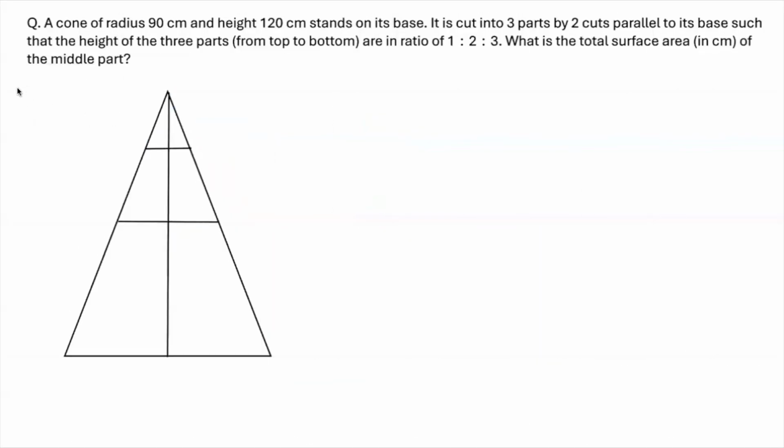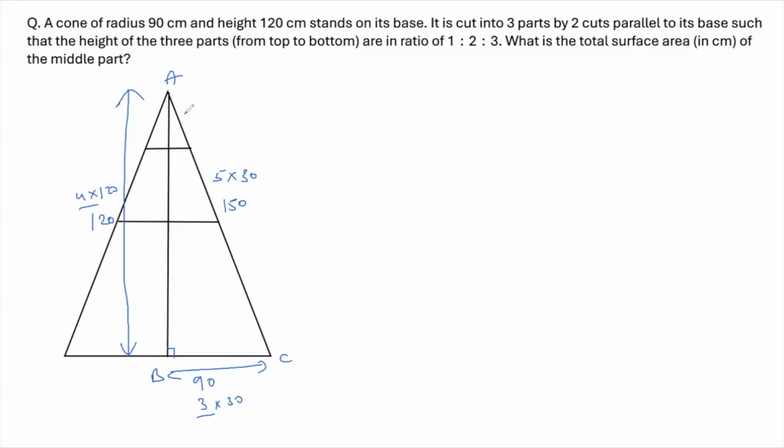The original cone has a radius of 90 centimeters. So this radius here is 90 and the height is 120. The entire height of the big cone is 120. This angle is 90 degrees, obviously. Now, this is obviously 3 into 30 and 4 into 30 gives you 120. So in this big right angle triangle, let's call it ABC, AC is the hypotenuse. If it's your 3, 4, 5 triplet, the hypotenuse will also be 5 into 30, that is 150. So we have found the overall hypotenuse of the big right angle triangle is 150.